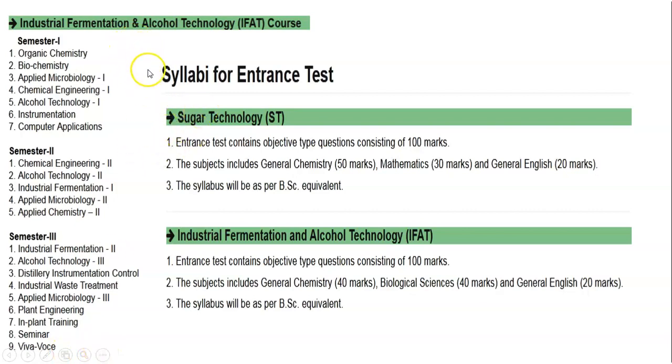The admission for this course is given through an entrance test, and this is the syllabus of the industrial fermentation and alcohol technology entrance test. The entrance test contains objective type questions consisting of 100 marks, and the subjects include general chemistry for 40 marks, biological sciences 40 marks and general English 20 marks. The syllabus of this entrance test is equivalent to BSc level.